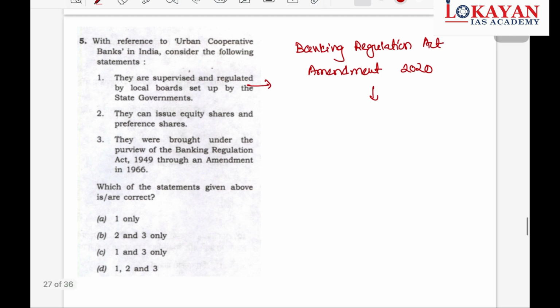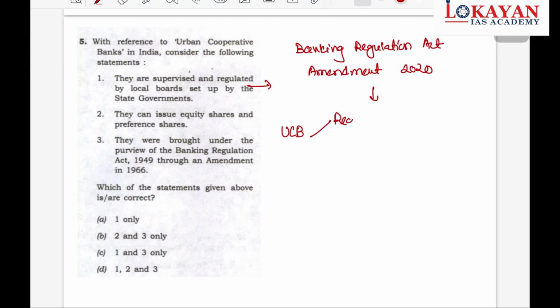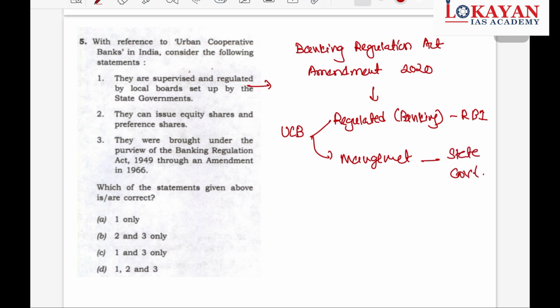So as per this, regulatory function of UCBs, banking related regulation, this was under RBI, and management related functions are to be supervised by the state government. Okay, to be precise, the Registrar of Cooperatives. So the first statement is incorrect.